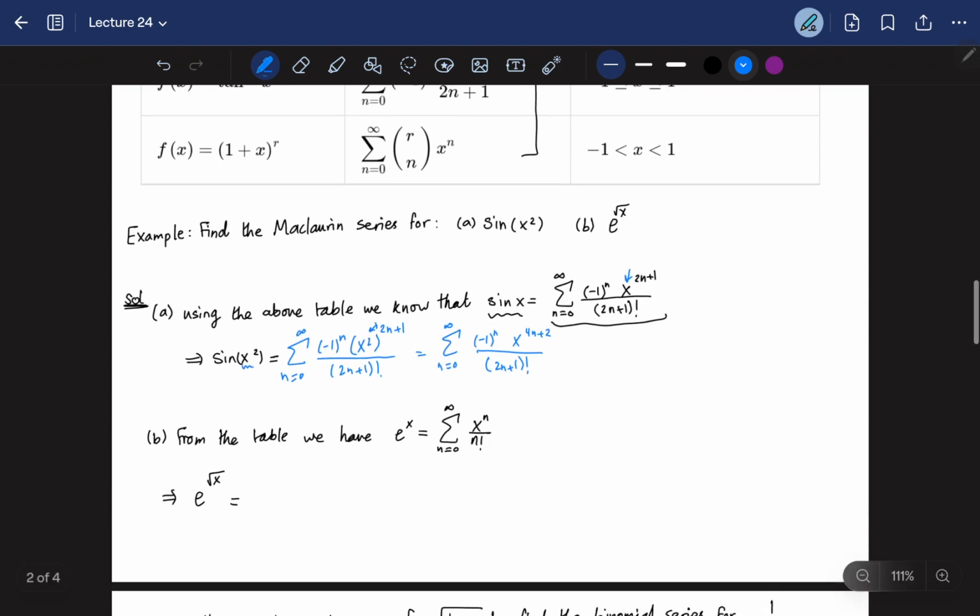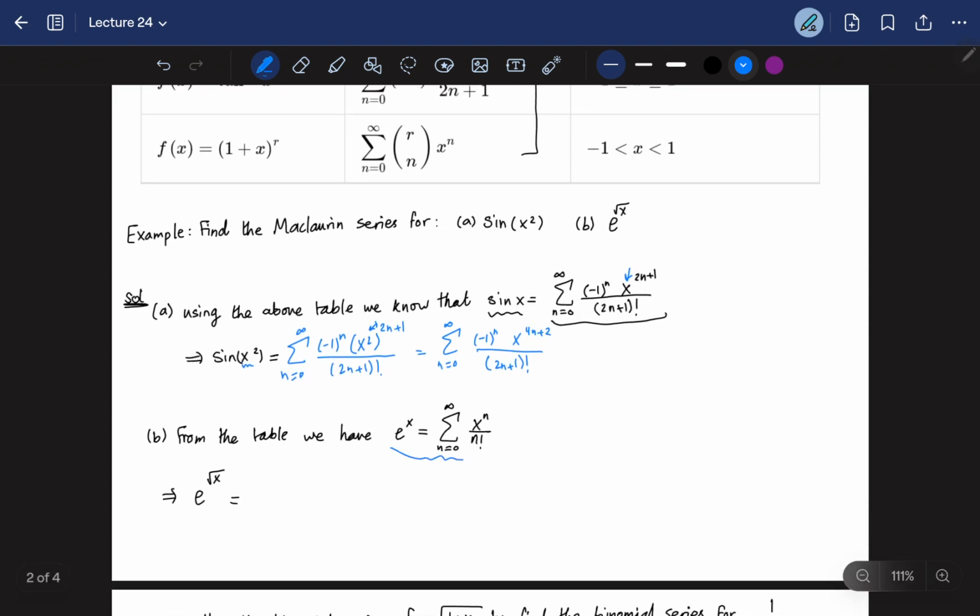Similarly, for the second example, we already know that e to the x has this Maclaurin series from the table. So to find e to the square root of x, you just plug in the square root of x instead of your x in the original Maclaurin series. So the square root of x is x to the 1/2, all to the n, divided by n factorial, from 0 to infinity. Now again, we're going to multiply the exponents. We're going to get x to the n over 2, over n factorial, from 0 to infinity.